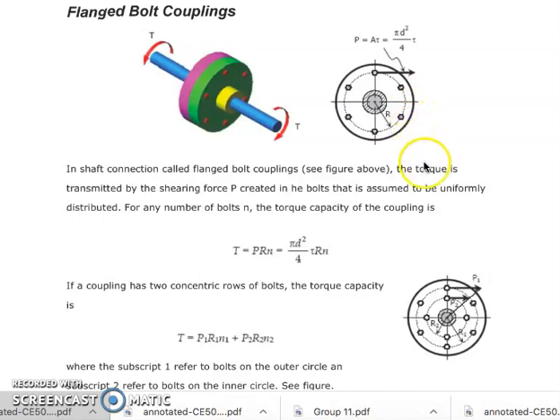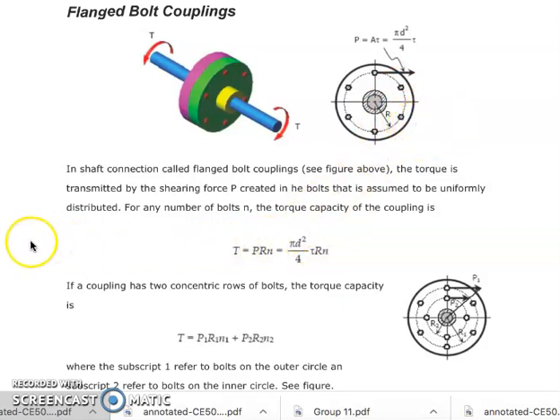So for any number of bolts, the torque capacity of the coupling is, we have our T to represent torque capacity, which is equal to P times R times N. And of course, if we substitute the value for P, that can be equal to pi d squared all over 4 times tau times R times N. So this is applicable to one concentric row of bolts. This is an illustration for one concentric row of bolts.